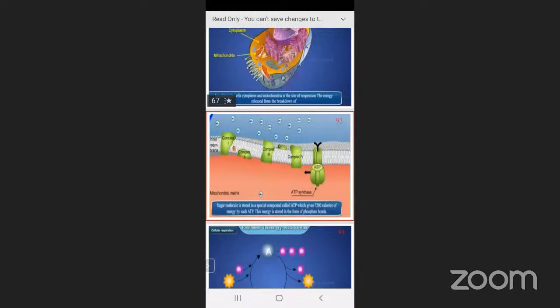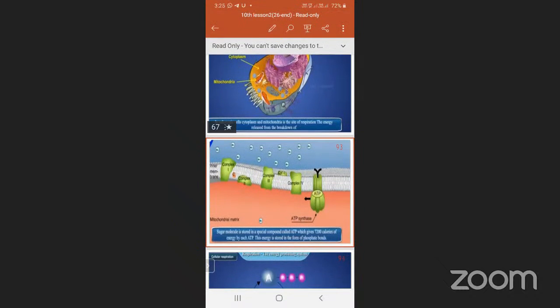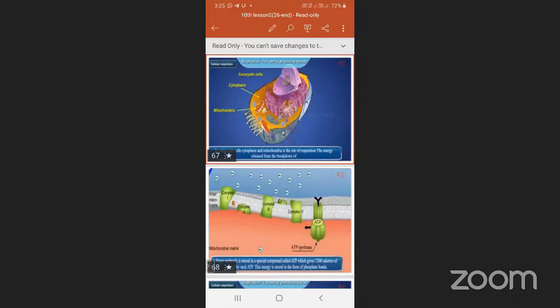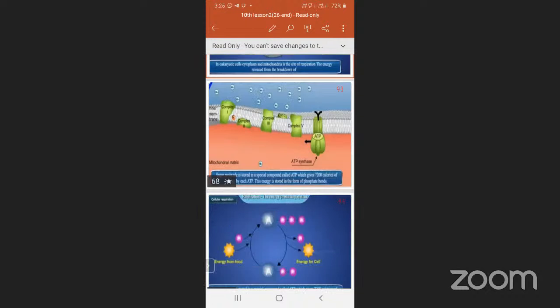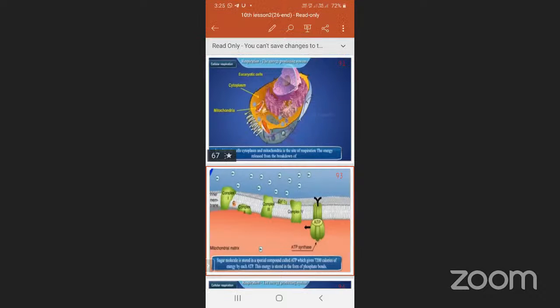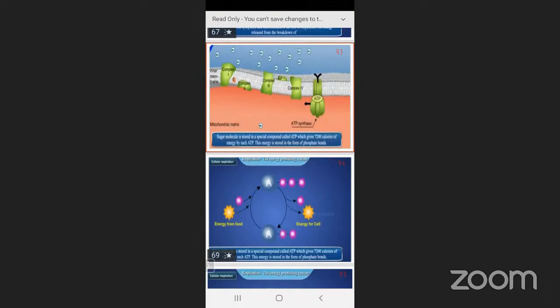Okay, so very important, children. In prokaryotic cells, the site of respiration is the cytoplasm. In eukaryotic cells, the cytoplasm and mitochondria both are the sites of respiration. The energy released from the breakdown of a sugar molecule is stored in a special compound called ATP, adenosine triphosphate, which gives us 7,200 calories of energy by each ATP. This energy is stored in the form of phosphate bonds.